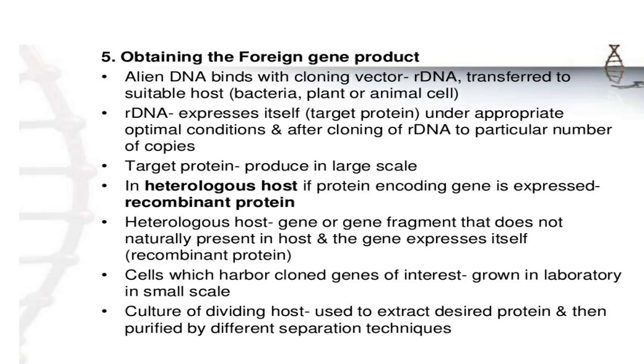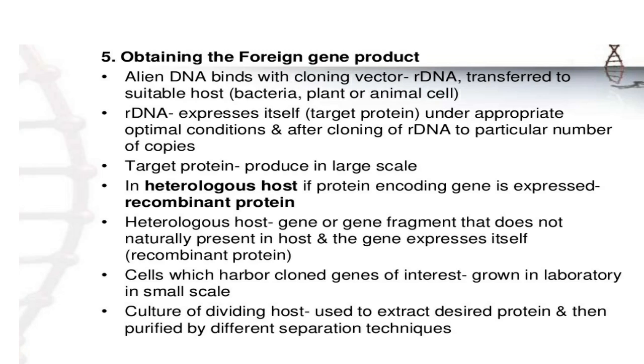Obtaining the foreign gene product. Alien DNA binds with the cloning vector, and the rDNA is transferred to a suitable host, bacteria, plant or animal cell. rDNA expresses itself as the target protein under appropriate optimal conditions, and after cloning of rDNA to a particular number of copies, the target protein is produced on a large scale. In a heterologous host, if a protein-encoding gene is expressed, it gives a recombinant protein. Heterologous host: genes or gene fragments that are not naturally present in the host, the gene expresses itself as recombinant protein.